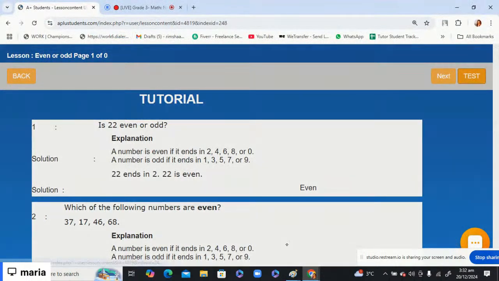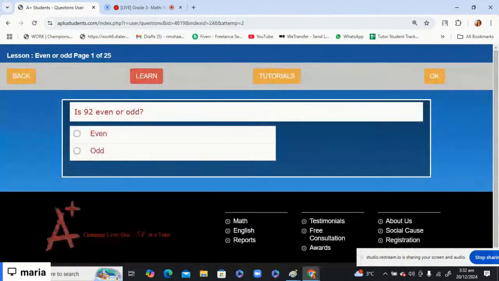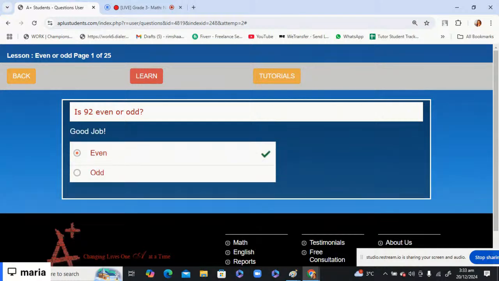Let's do the test questions now. Is 92 even or odd? Check it out. 2 is involved with it. 9 with the 2. It means that 91 is even and 92 is odd. Sorry, 91 is odd and 92 is even. So you can say that it's an even number.